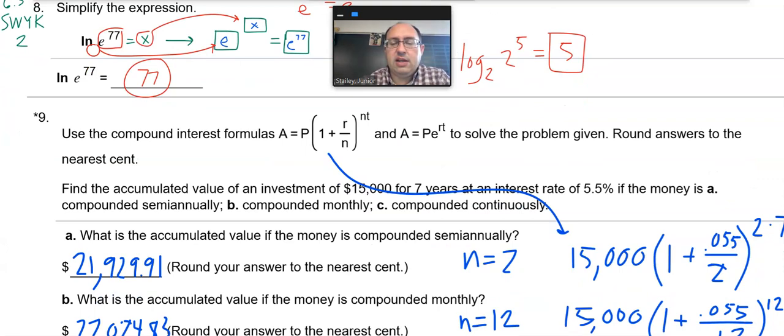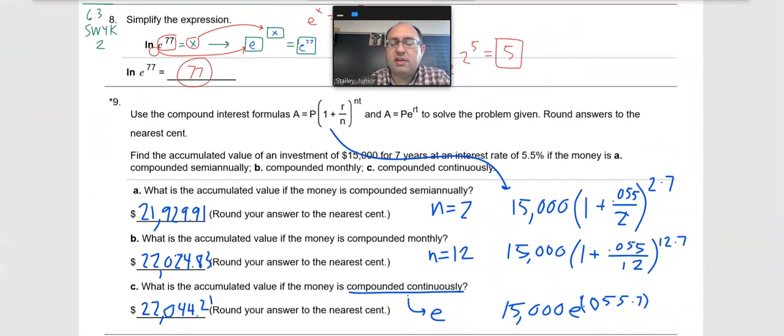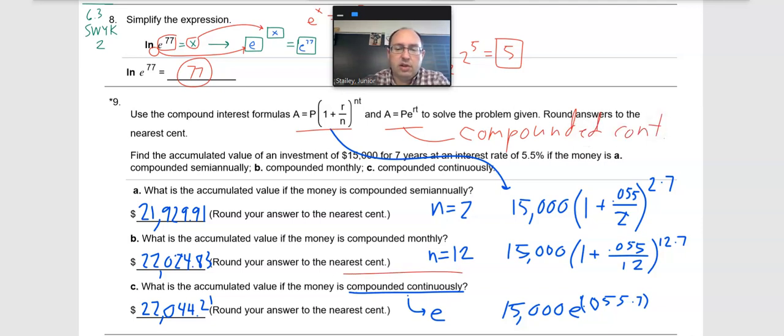Okay, question 9, getting into the compound interest stuff. I know that we beat this into the ground earlier, so I'm just going to highlight what we're going to use the formula for and what we see. You're either going to use the compound interest formula that does not involve e or the one that does involve e. The one that does involve e is looking for the phrase compounded continuously. If you don't see that phrase, like you do down here, then you're going to use the other compound interest formula.